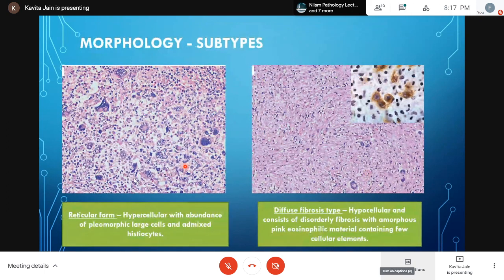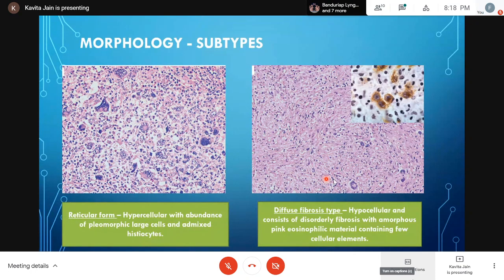So they have two subtypes, the reticular and the fibrotic, and they more commonly look like a sarcoma. Very commonly they look like sarcomas, just like MFH, malignant fibrous histiocytomas. But anyhow, whenever you see this next time, of course the background is there, I think we should always put a CD30 in such cases. Of course, the cytology will suggest hypercellularity with abundance of pleomorphic large cells and admixed histiocytes.